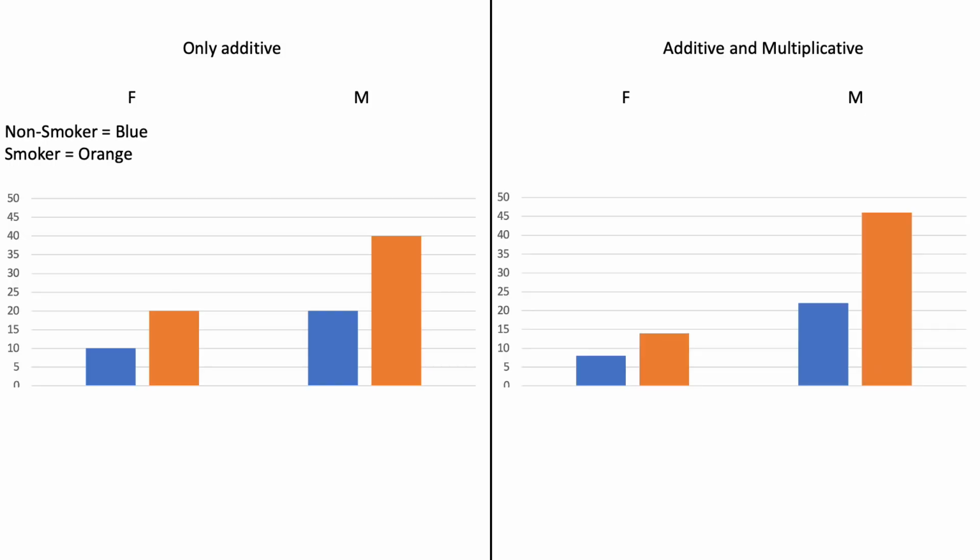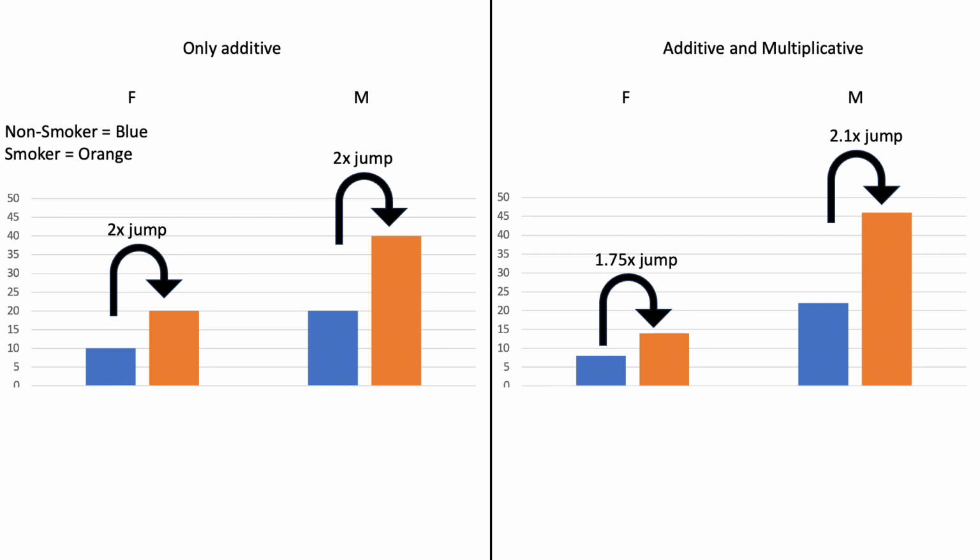So now I'm going to depict the previous examples in yet another way to provide a stronger intuition. The panel on the left depicts the first example, which had effect modification only on additive scale, while the one on the right corresponds to the second example, which had effect modification on both scales. One way to look at this is going from non-smoking to smoking status. How does the risk increase? On the left panel, we see that the risk jumps twice in both males and females. On the right panel, we see that the risk jumps 1.75 times for females and 2.1 times for males.